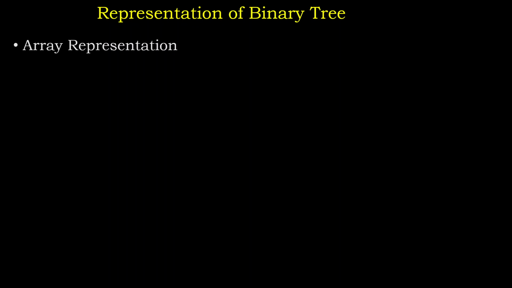For representations of binary tree, one is array representation, another is linked representation. Linked representation is like a linked list, while array representation is just an array, where we can also find things like stacks and queues. Here we will go through how we can represent binary trees in these different ways.